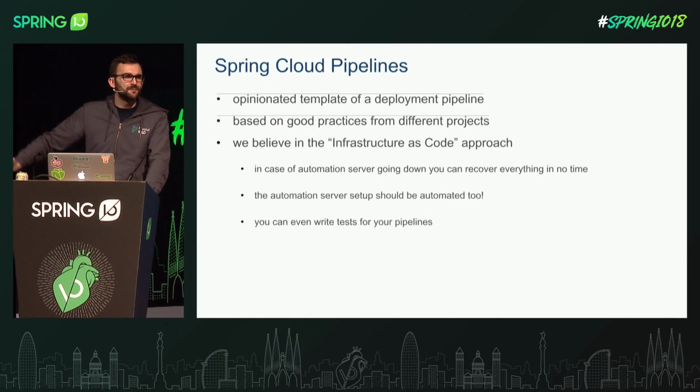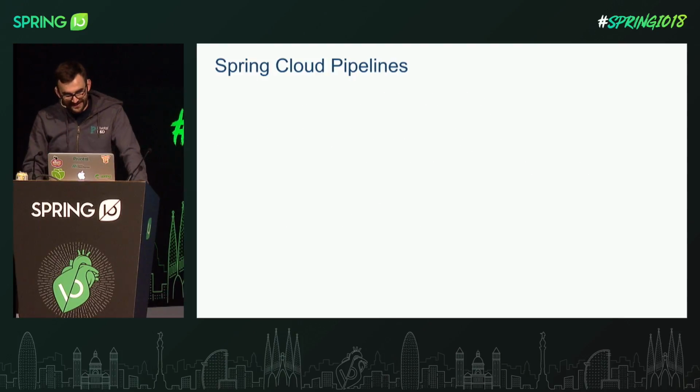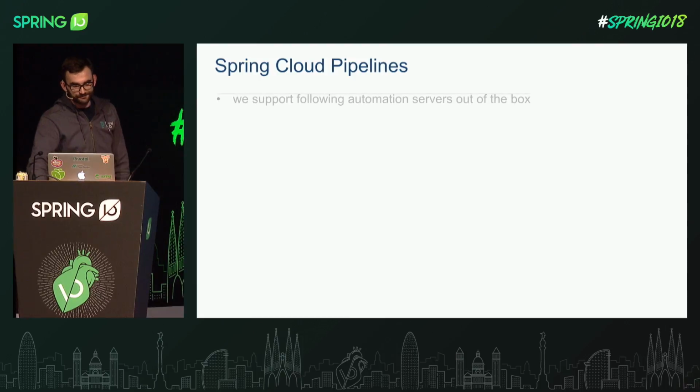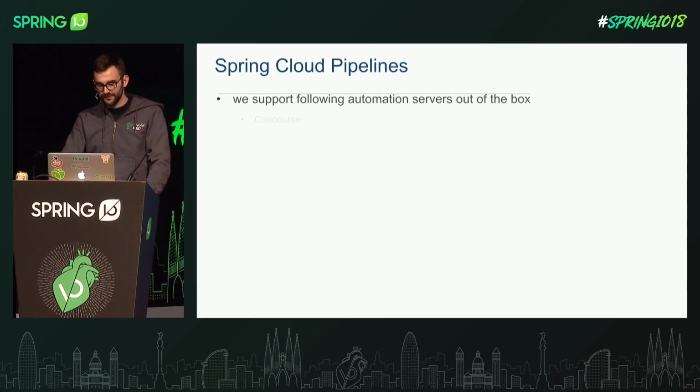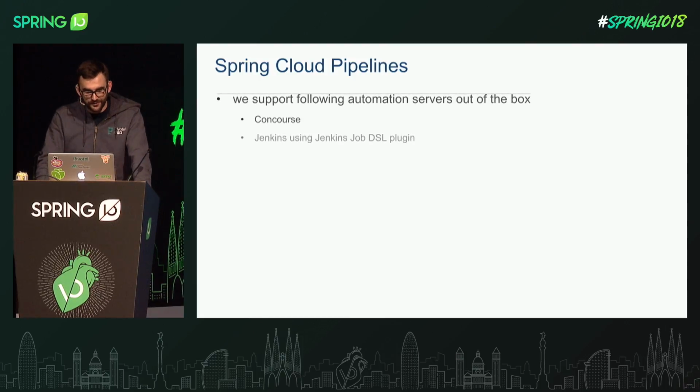Who writes tests for their pipelines? One person. Okay. So we also write tests for the pipelines. And we support the following automation servers out of the box: Concourse, Jenkins using the Jenkins Job DSL plugin, and Jenkins using Jenkinsfile with Blue Ocean.